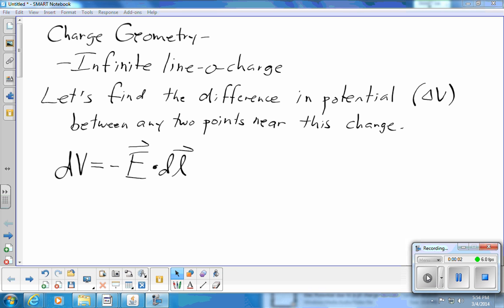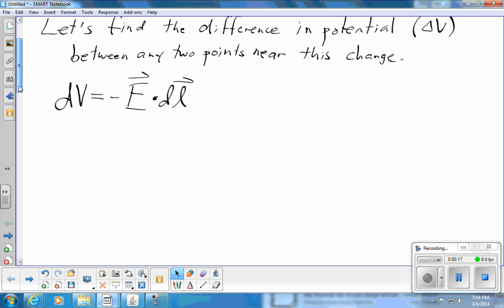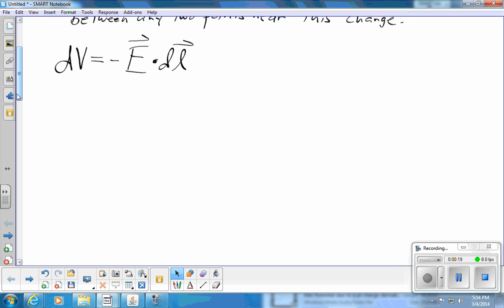Greetings. We're in the continuing series of finding the electric potential difference between 2 points near a charge geometry, which in this case is an infinite line of charge. So let's get to it. We're going to do this using the definition of potential difference, which you see now written at the top of the screen. dV is negative dot product of electric field dot dl vector.